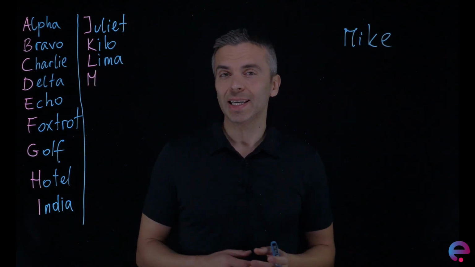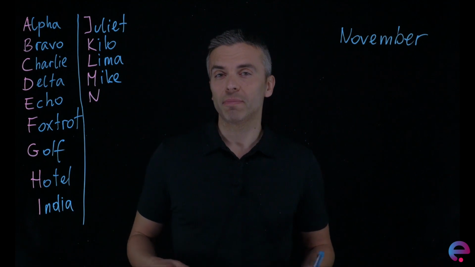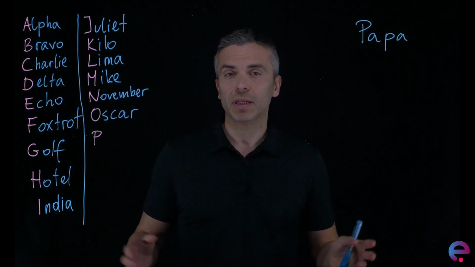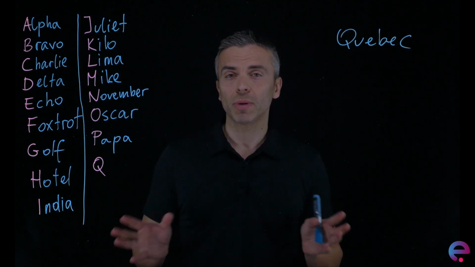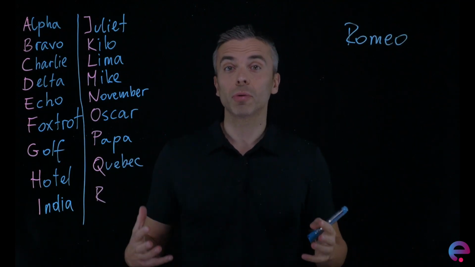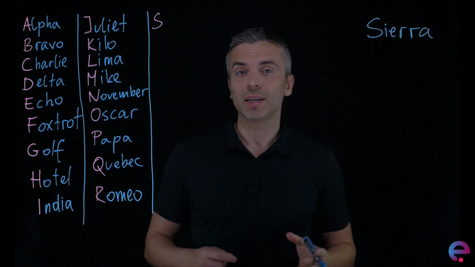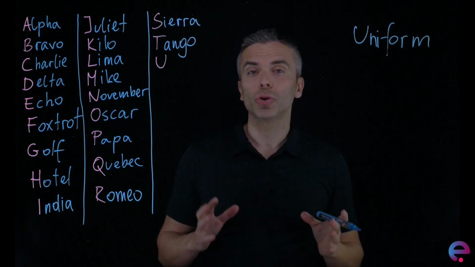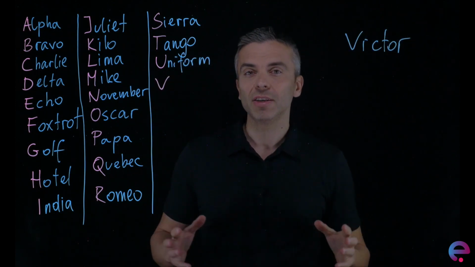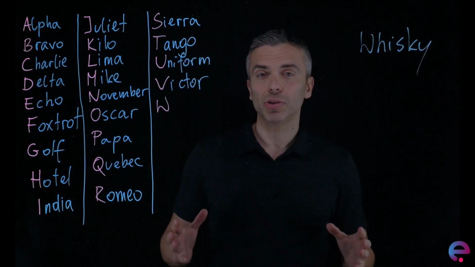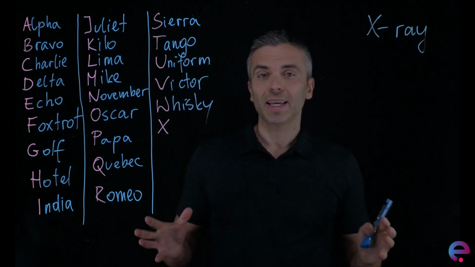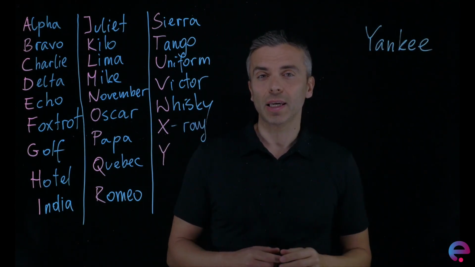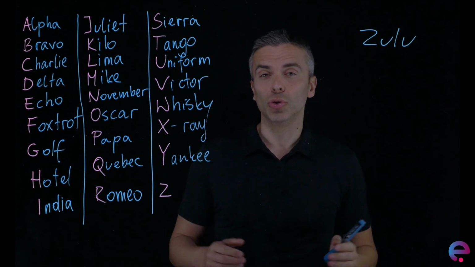M for Mike. N for November. O for Oscar. P for Papa. Q for Quebec. R for Romeo. S for Sierra. T for Tango. U for Uniform. V for Victor. W for Whiskey. X for X-ray. Y for Yankee. Z for Zulu.